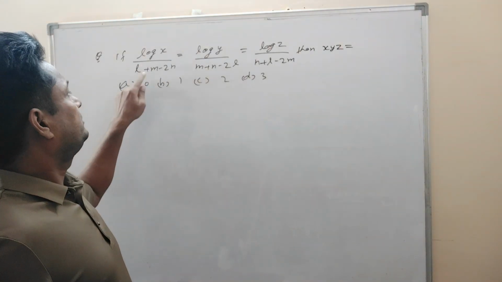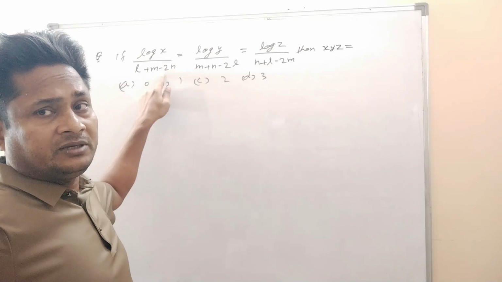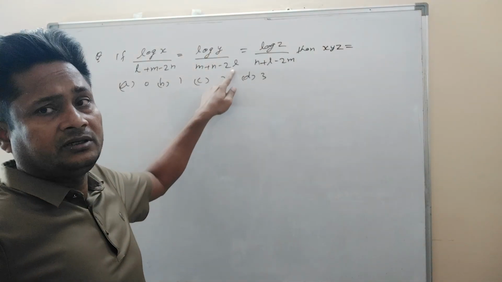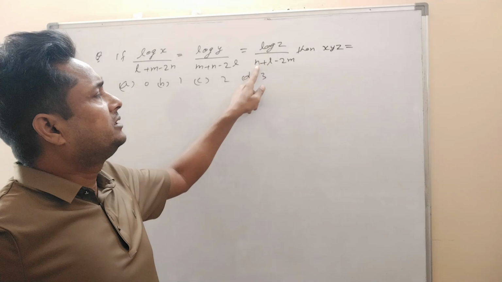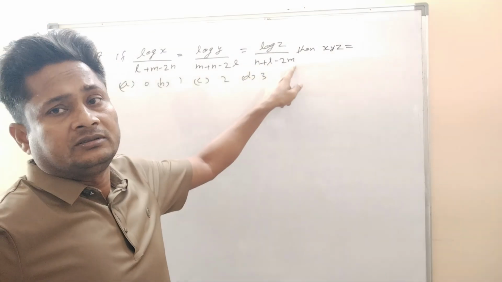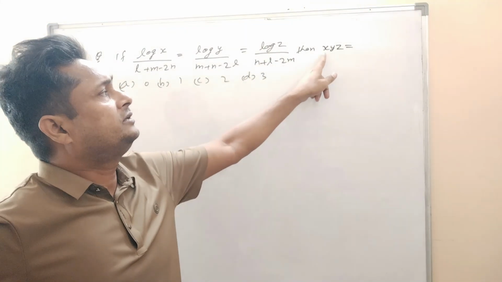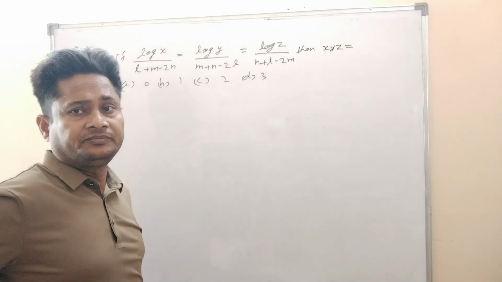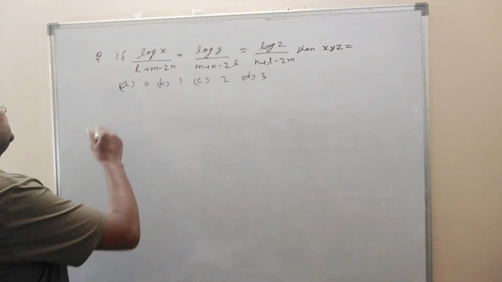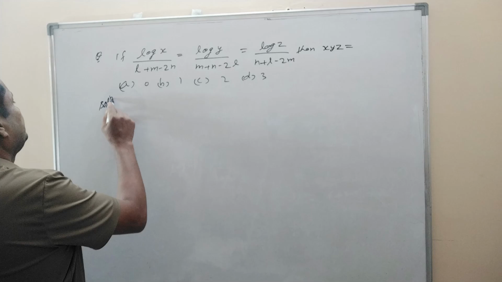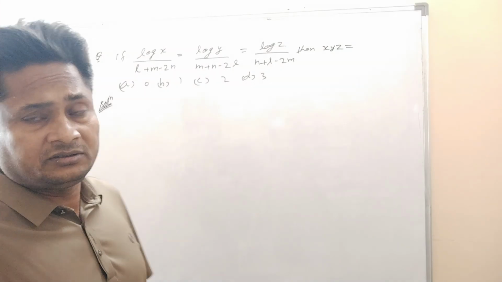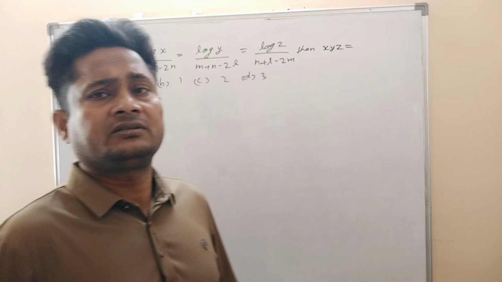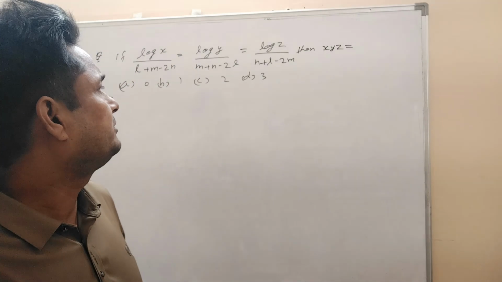If log x divided by (l + m - 2n) is equal to log y divided by (m + n - 2l) is equal to log z divided by (n + l - 2m), then find the value of x into y into z. Options are given. So how will you solve this question? I am discussing just very basic questions now. After that we will discuss some more advanced level questions.